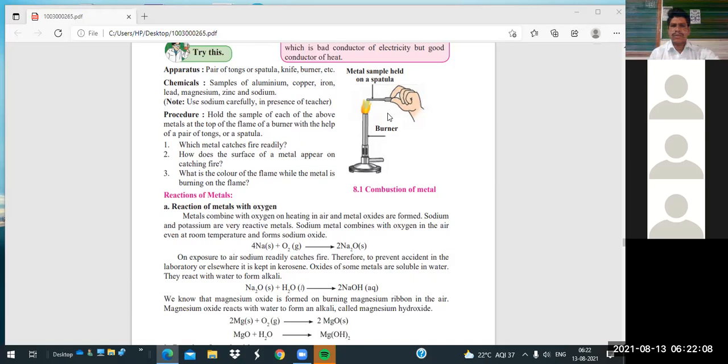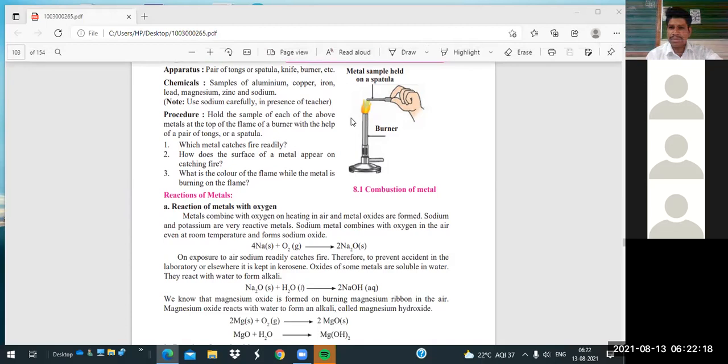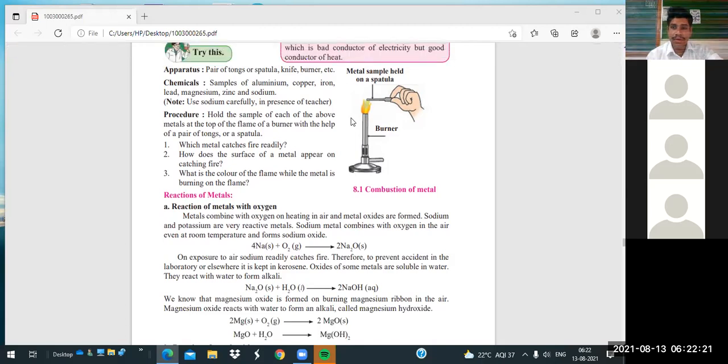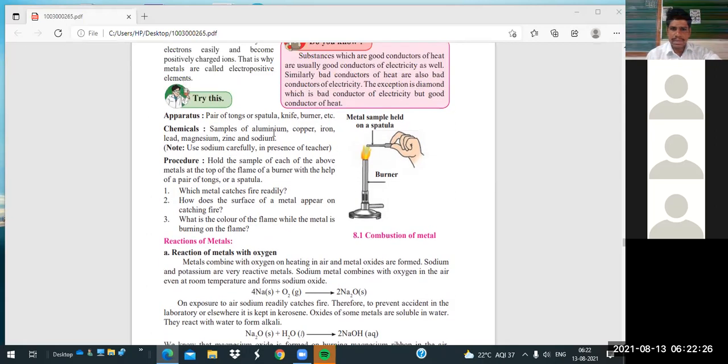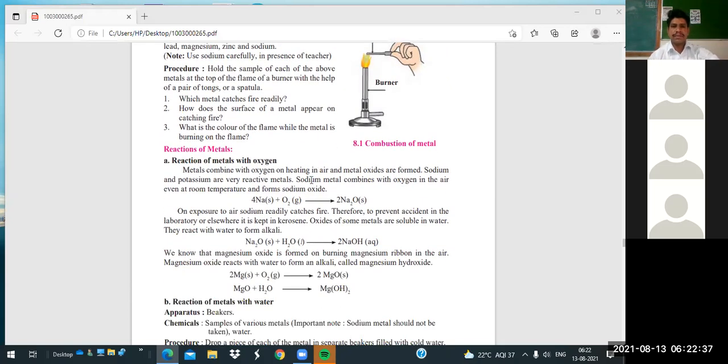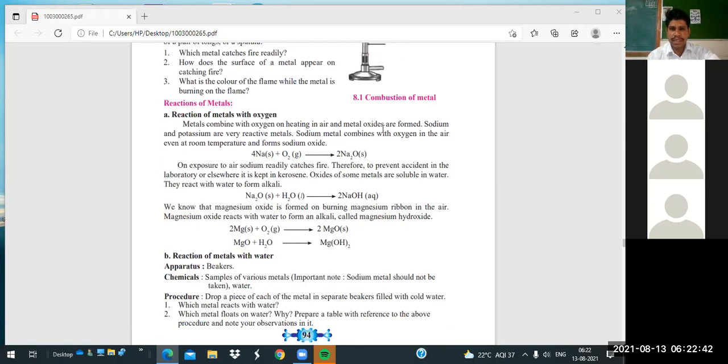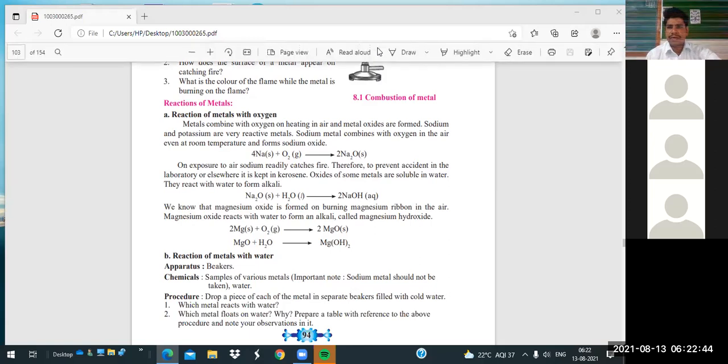Are you getting it? Pair of tongs, yes or no? Some people use different words for it. In Marathi, some say chimta, some say pakkad. There are many such words. So if you see these samples of aluminum, copper, iron, lead, magnesium, which substances are going to catch fire? And how does the surface of the metal appear on catching fire? We have to see all these things through the reactions of metals. That is the first reaction of metals, with oxygen. What is that?